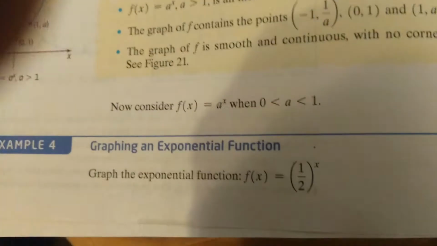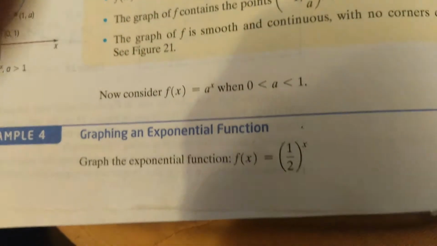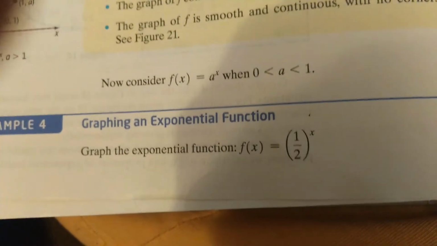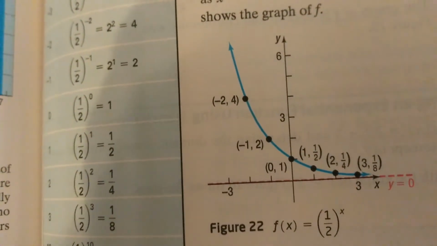This is another exponential equation. This is where the base is a fraction or less than 1, still to the x power. And you can see what happens to the graph. There's the input-output table. There's the graph. The graph just flips. Okay?